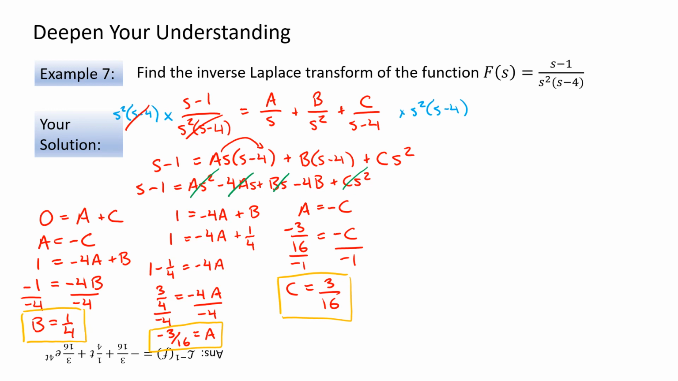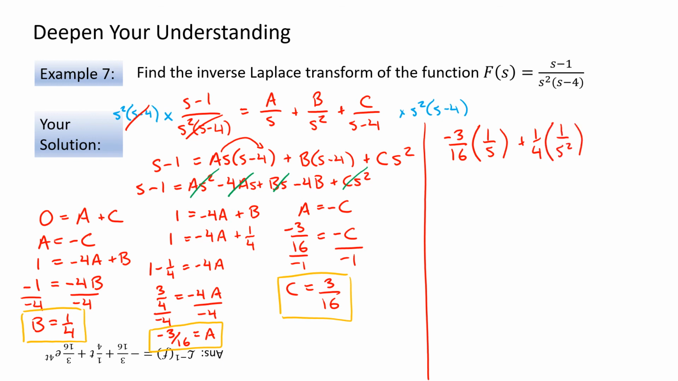So now, writing out our partial fractions, and I'll put a line here just so you can see the difference, we are left with -3/16 times a, which is 1/s, plus 1/4 times 1/s squared, using the b term, plus 3/16 times 1/(s minus 4).